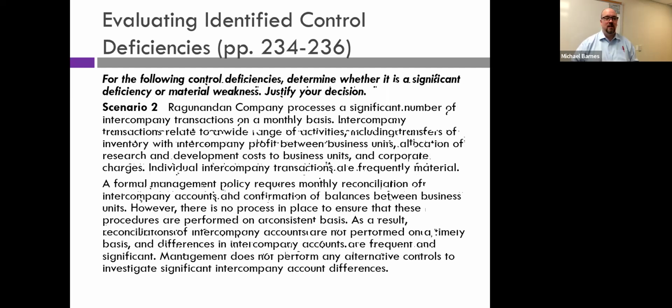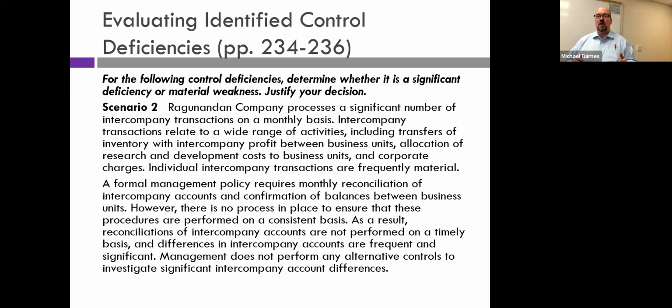What do you guys think? Yes, because it says individual intercompany transactions are frequently material. So the lack of controls in this area is likely to result in a material misstatement. So we're going to call this a material weakness. Okay. So that's kind of how we evaluate it.